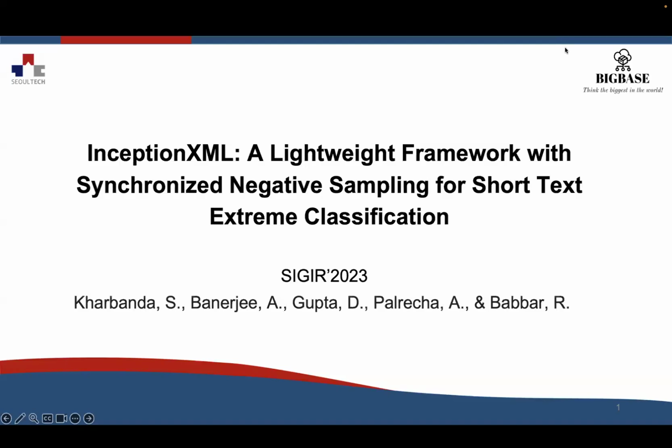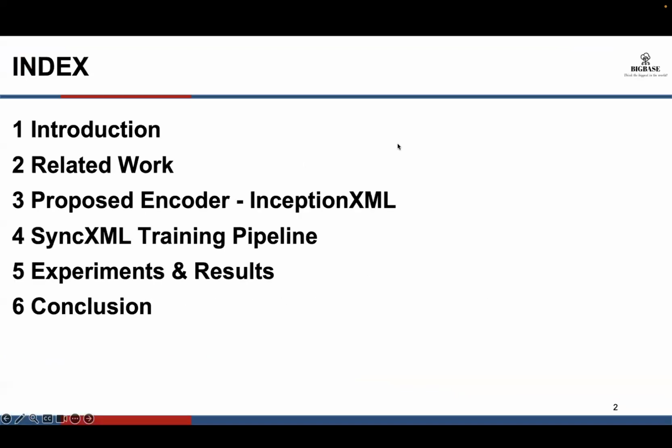Today I will be presenting about the paper called InceptionXML, a lightweight framework with synchronized negative sampling for short text extreme classification. And it was first introduced in SIGIR 2023. And I will be following this order for my presentation.